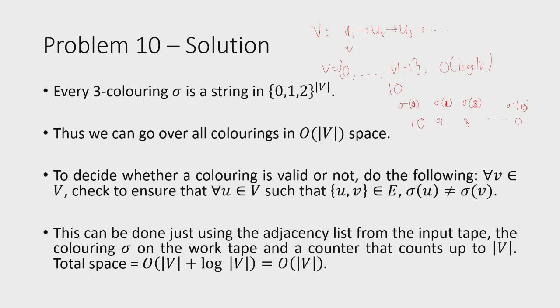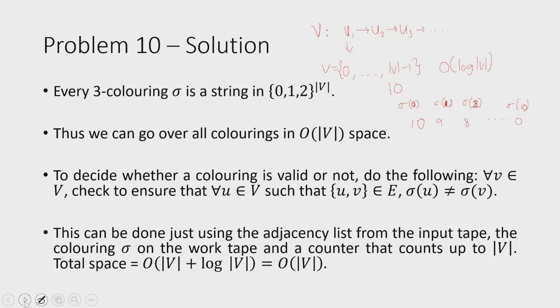So in this way, using just a counter and the coloring, you can determine whether the coloring is right or not, and therefore decide whether the graph is 3 colorable or not. Is this fine? Yes, sir. Yeah.